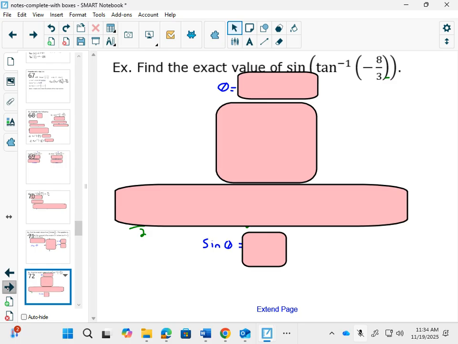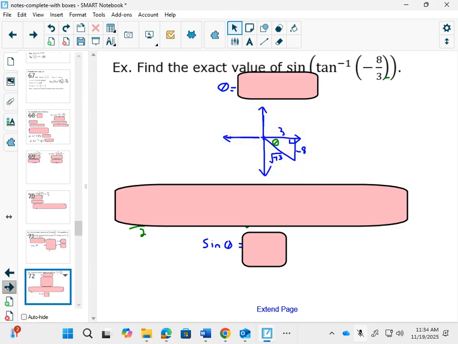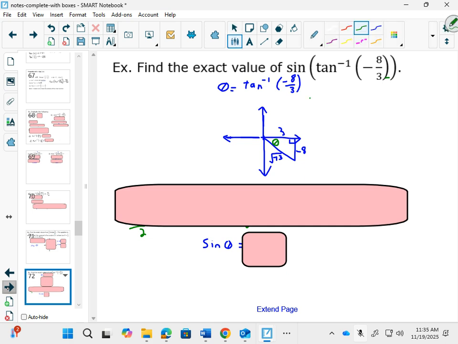Sine of tan inverse of negative 8 over 3. Which quadrant are we going to be looking in? Quadrant 4. Why? Because tan inverse of a negative is a negative angle in quadrant 4. There's my angle theta. And theta is tan inverse of negative 8 over 3, which means you know that tan of theta is negative 8 over 3.